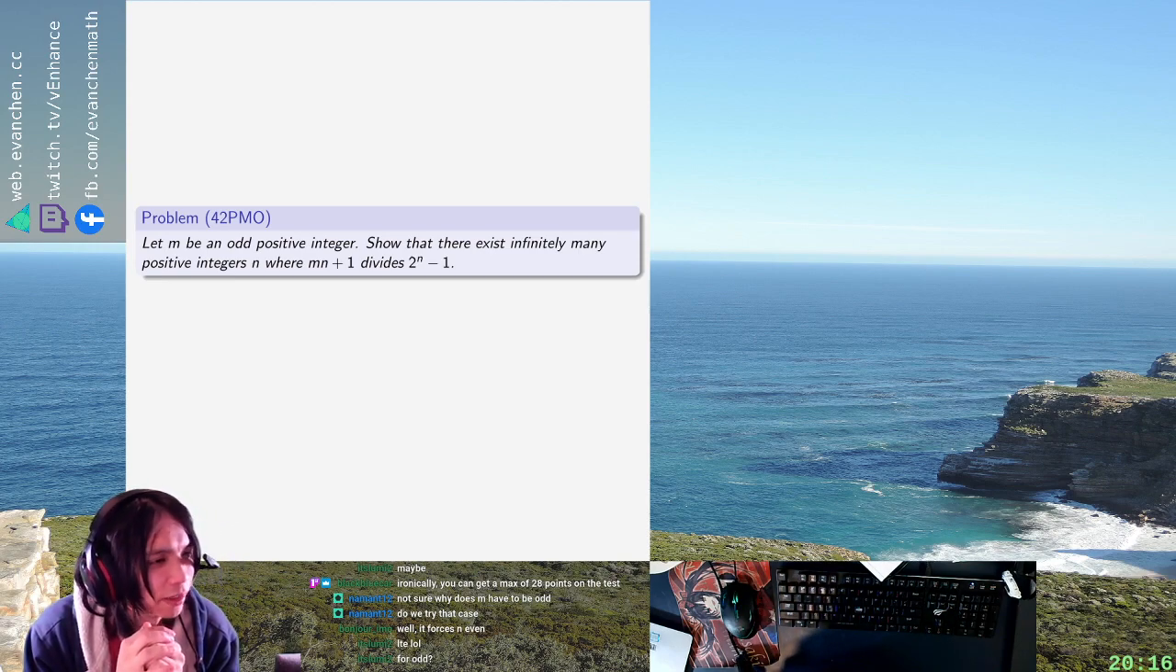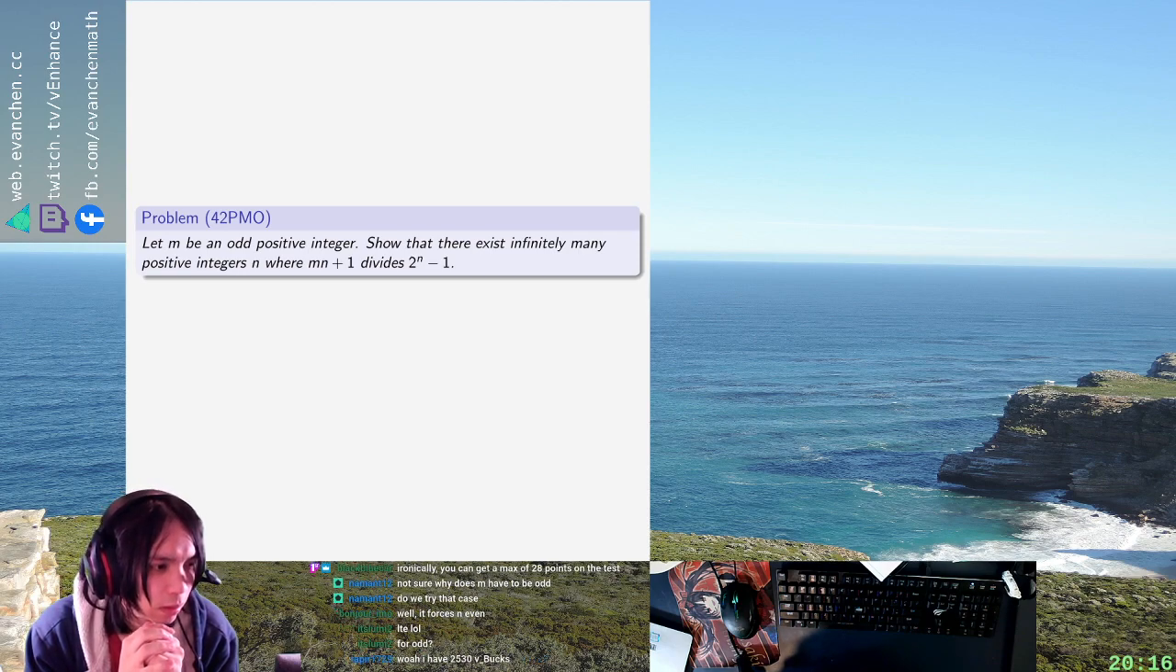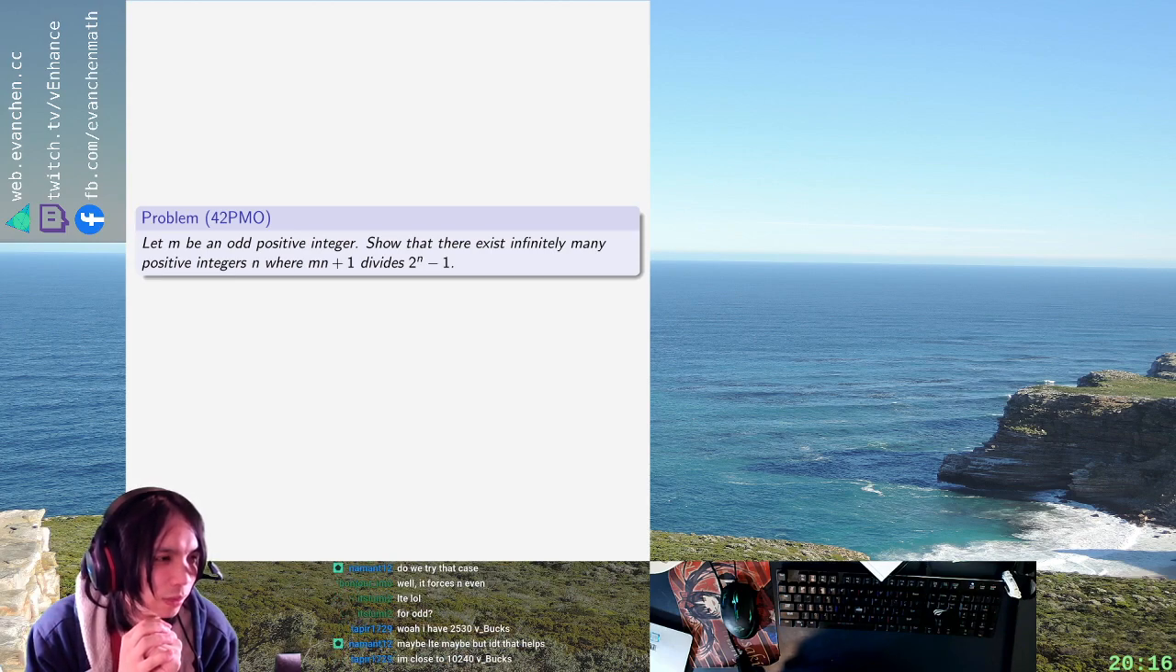Well, the thing is mn plus 1, I don't have good control over its prime factors. Like, what can I make that? Like, mn plus 1 is like a power of something? Is that a thing I can do? I guess that is a thing I can do. If mn plus 1 is like... I hit it.